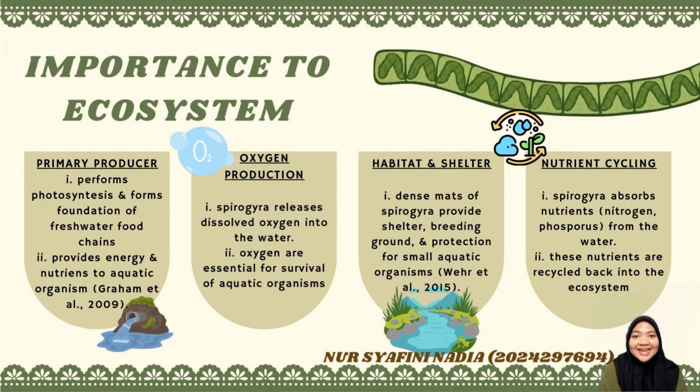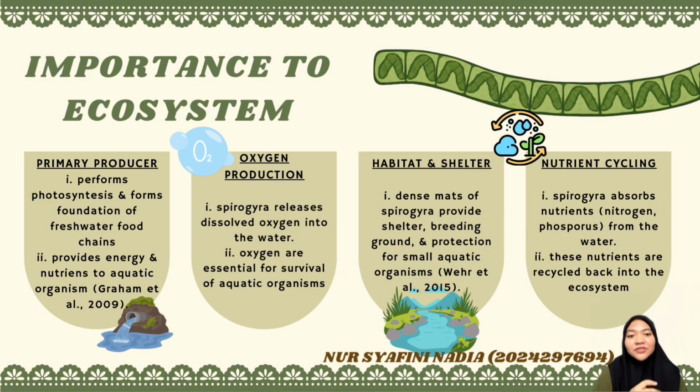Moving on, let's look at the crucial role of Spirogyra in the ecosystem. First and foremost, Spirogyra serves as a primary producer. Through photosynthesis, it forms the foundation baseline of freshwater food chains. It captures solar energy and converts it into organic nutrients. Effectively, it sustains a wide variety of aquatic organisms.